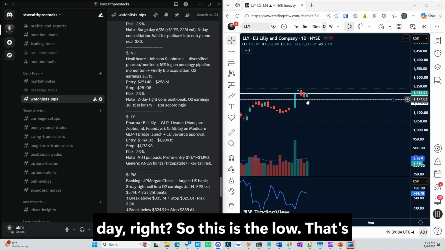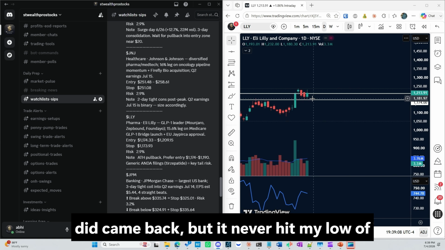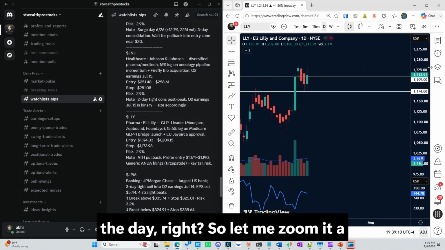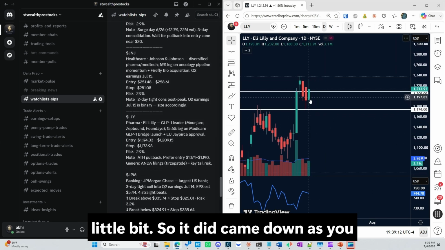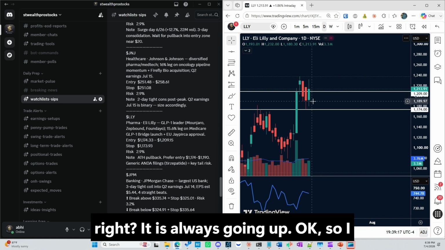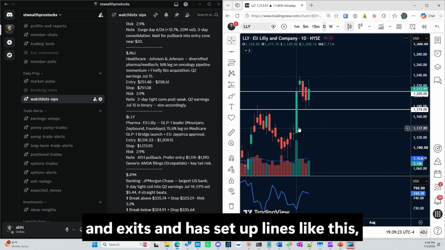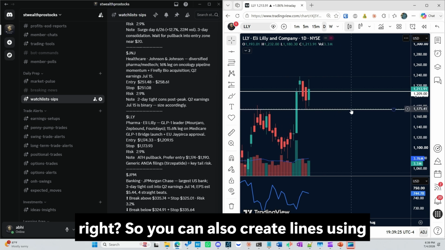This is the low, that's where the stop is, and the stock gapped up. It did come back, but it never hit my low of the day. Let me zoom in a little bit. It did come down, as you can see, but it never hit my stop here. It is always going up.